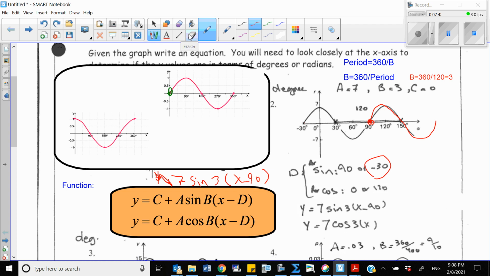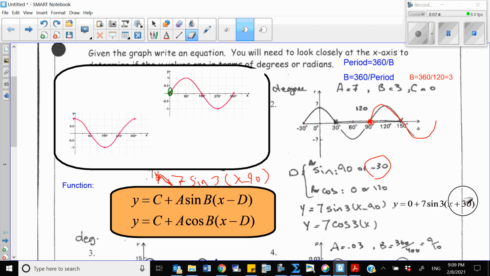You could also use the other section, the one that was shifted 30 to the left, and the equation would look like this. 0 plus 7 sine of 3x plus 30, because it's x minus d, which is negative 30, so negative times negative will be positive 30. So that's if I want to write a sine function.